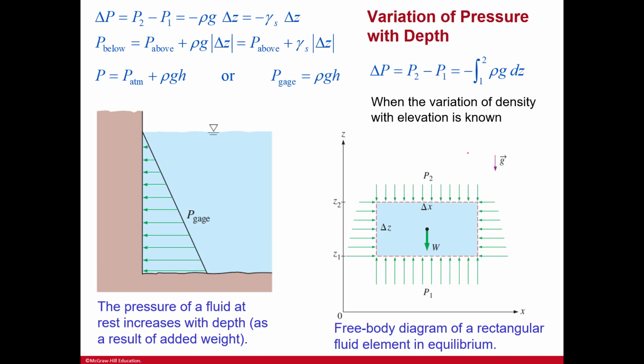So we do have variation of pressure with depth. We have a free body diagram here of a rectangular fluid element in equilibrium. And again, here we have pressure coming in on each side, P1 over P2, looking normal too. You have different changes that vary with the depth. You can see these changes. And over here, the pressure of a fluid at rest increases with depth as a result of added weight.